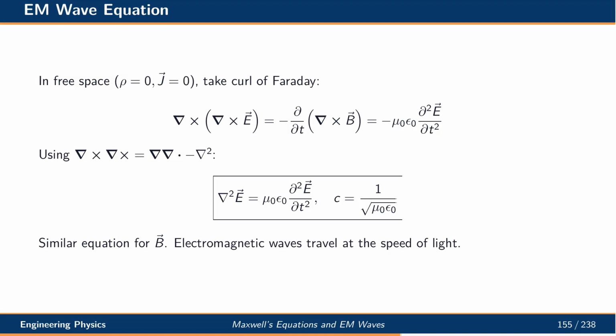In free space, taking the curl of Faraday's law and using the other Maxwell equations yields a wave equation. The electric field satisfies a wave equation whose speed equals 1 over the square root of mu 0 epsilon 0. This expression evaluates to the speed of light. An identical equation holds for the magnetic field. Maxwell concluded that light is an electromagnetic wave, unifying optics and electromagnetism.